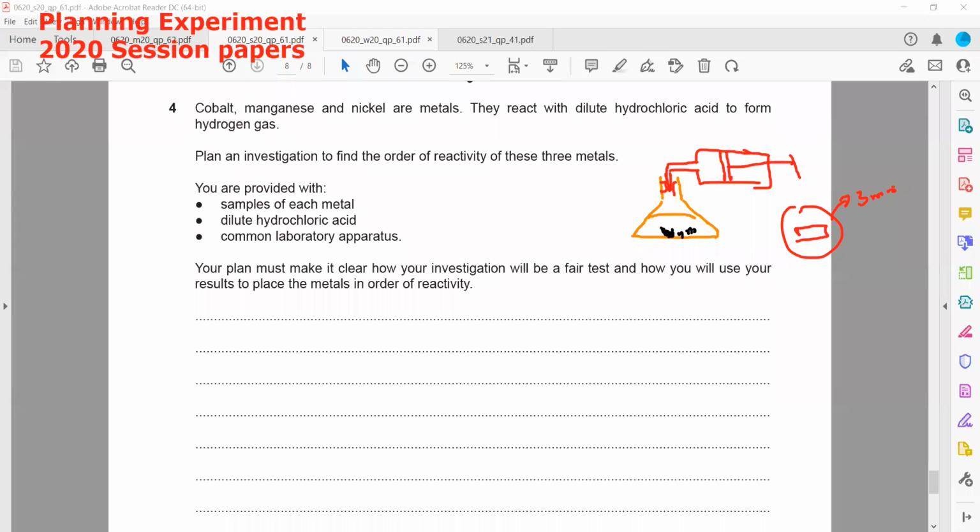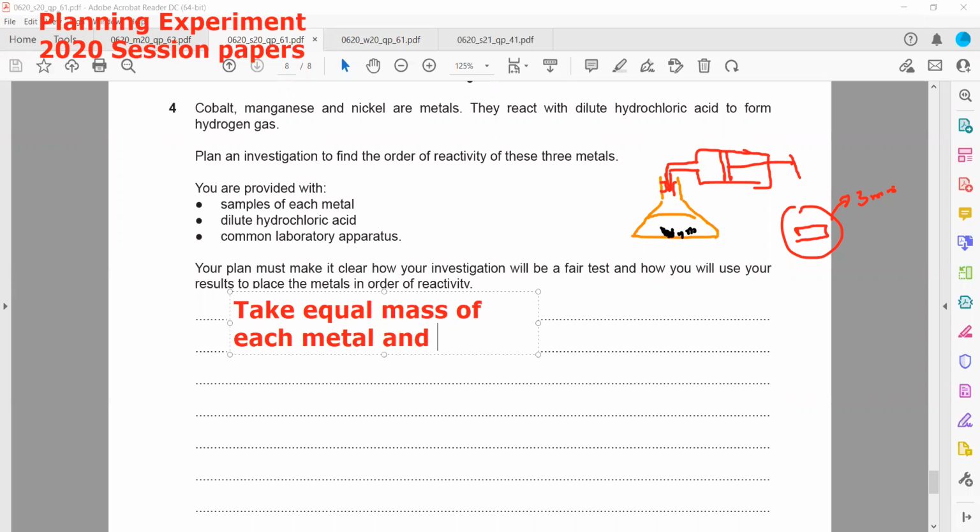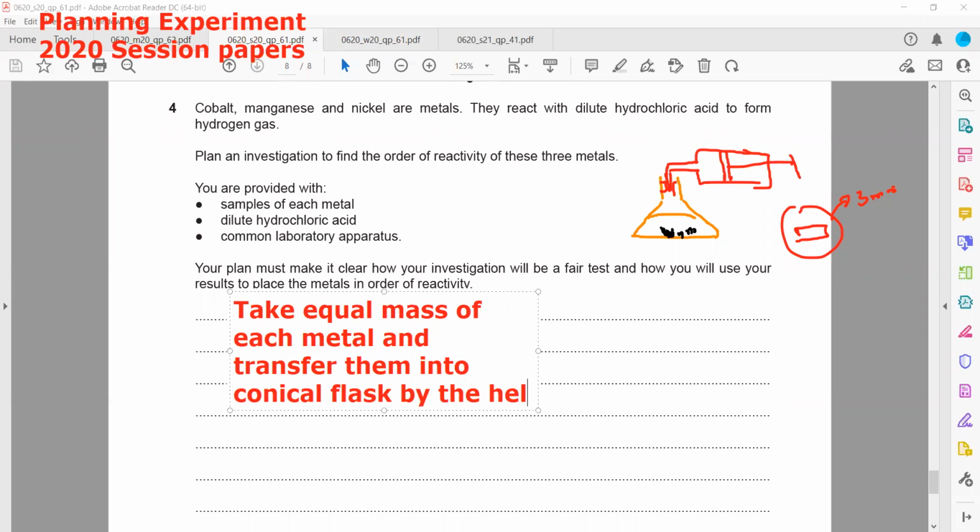So what we will do, how we plan: we will take equal mass of each metal and we will transfer them into a conical flask by the help of a spatula.